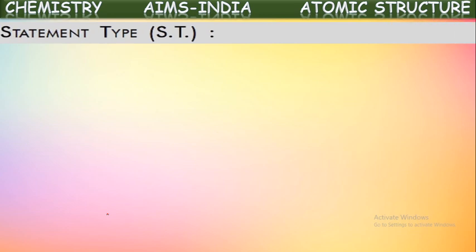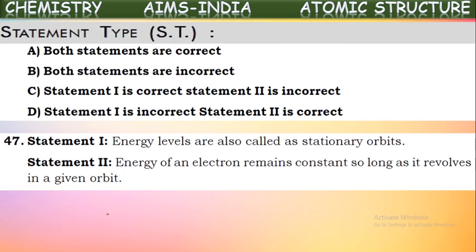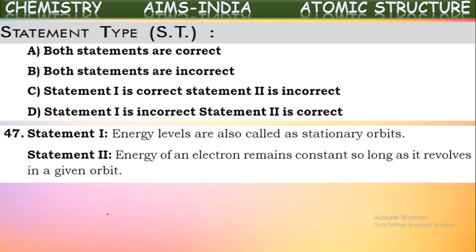Next, statement type questions. The first statement: energy levels are also called stationary orbits. Yes, in Bohr's theory we have seen the energy levels are also called stationary orbits. That's the correct statement. Next one: energy of an electron remains constant as long as it revolves in the given orbit. Yes, as long as an electron revolves in the same orbit, it neither gains energy nor loses energy. Its energy will be constant. So the second statement is also true.